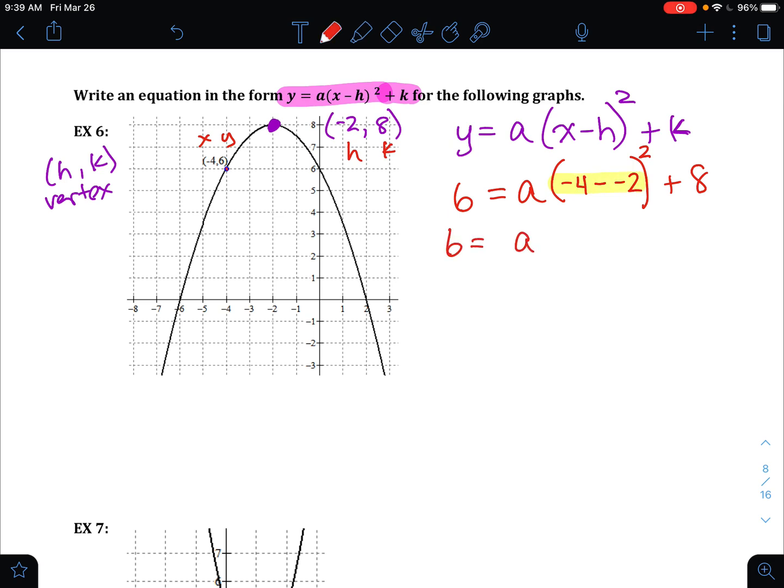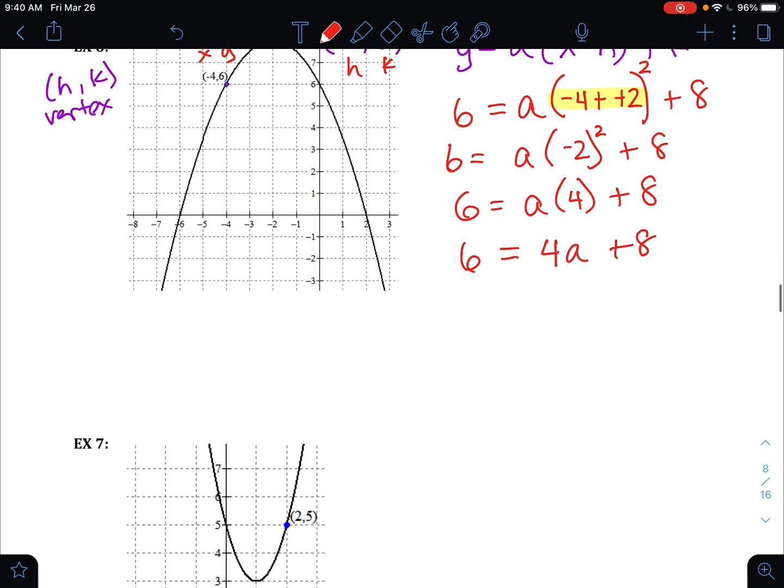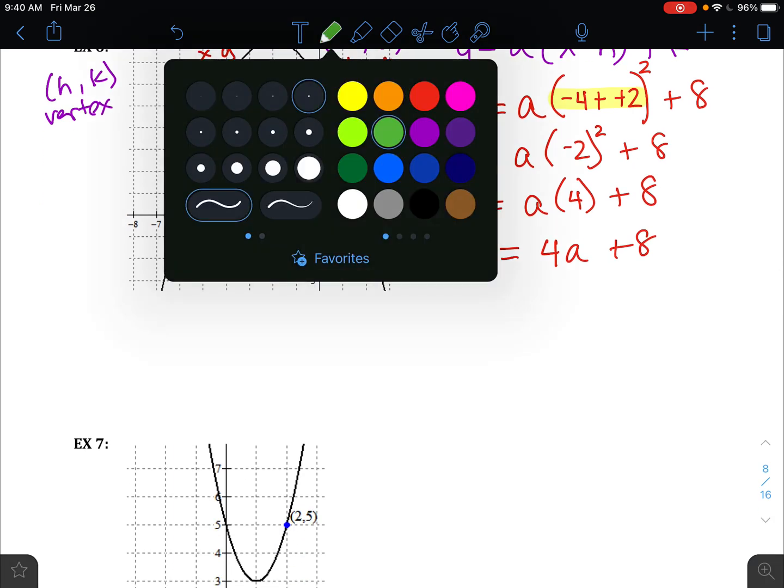So 6 is equal to a times. So negative 4 minus negative 2, I'm going to come through and make those both pluses. So that's a negative 2. Now I'm going to square negative 2. So 6 equals a times 4 plus 8. Now, we always write the number in front of the variable. So I'm going to switch that around to 4a. So 6 equals 4a plus 8.